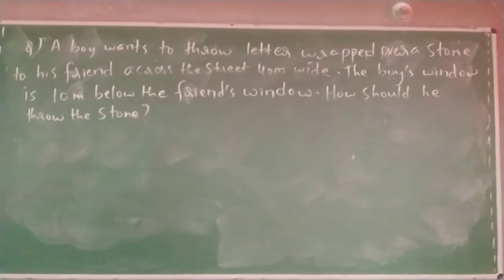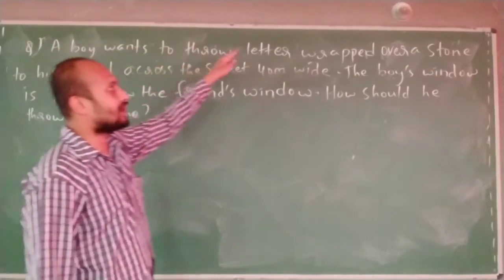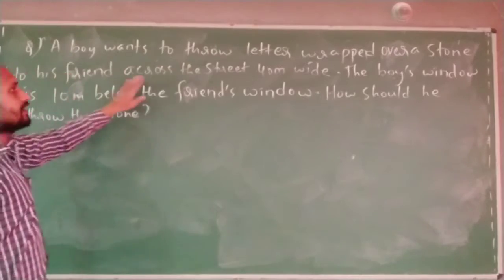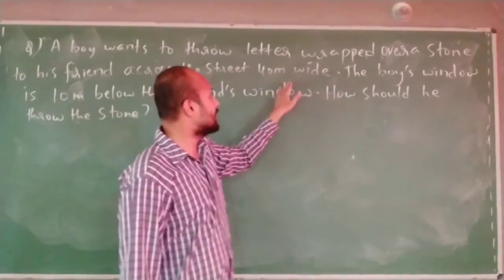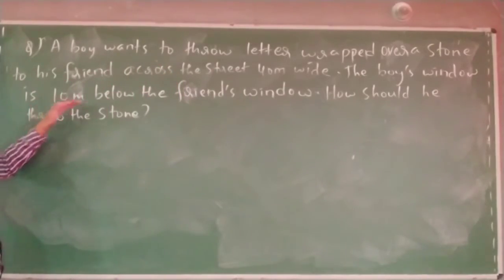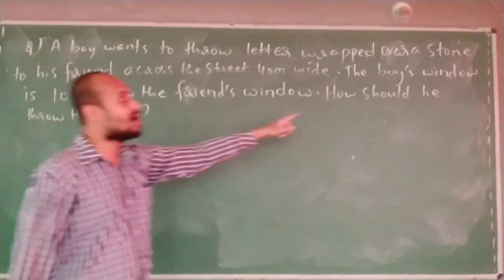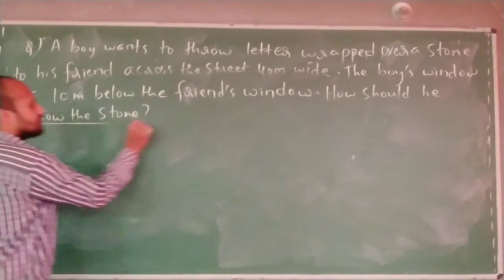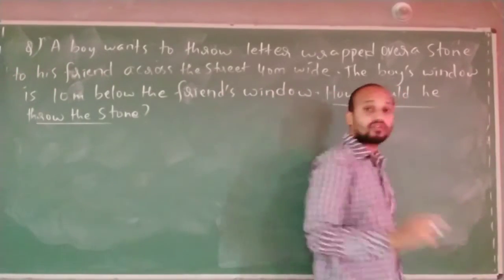Once again I will repeat. A boy wants to throw a letter wrapped over a stone to his friend across the street, 40 meter wide. The boy's window is 10 meter below the friend's window. How should he throw the stone? When he is focused on this question, how should he throw the stone?